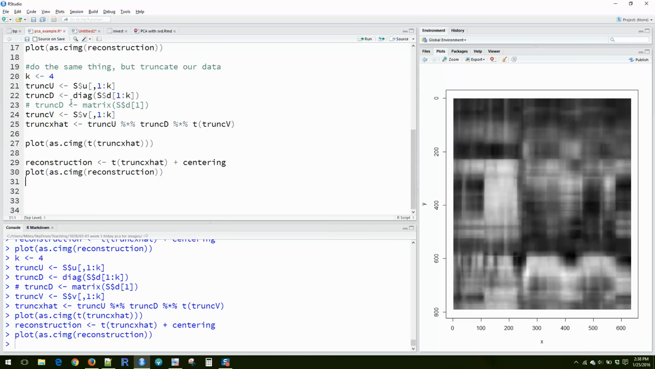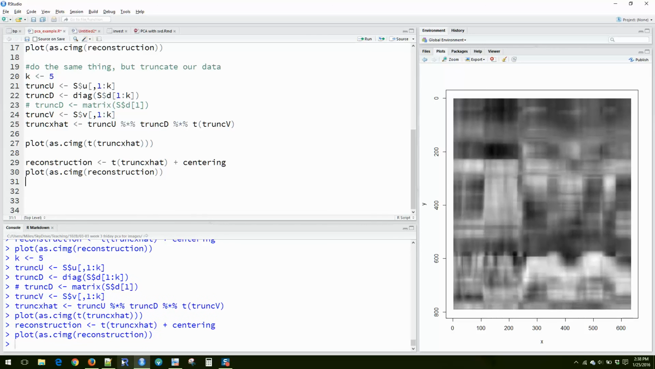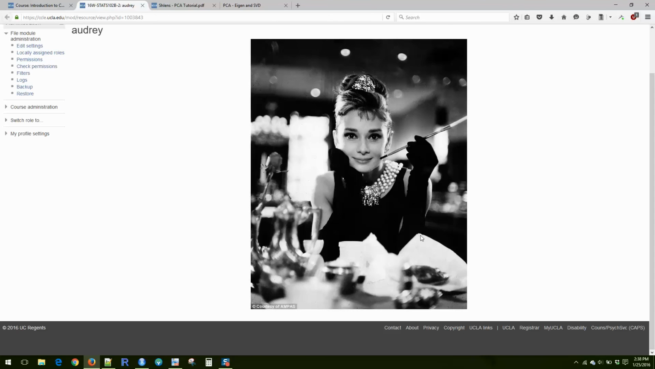Basically 4 variables that I'm capturing here, okay? So this is 4, and you'll start to see some of the structure emerge. Does that look like Audrey? Not really, but we're starting to see some of these blobby shapes, okay? So this is the original image.